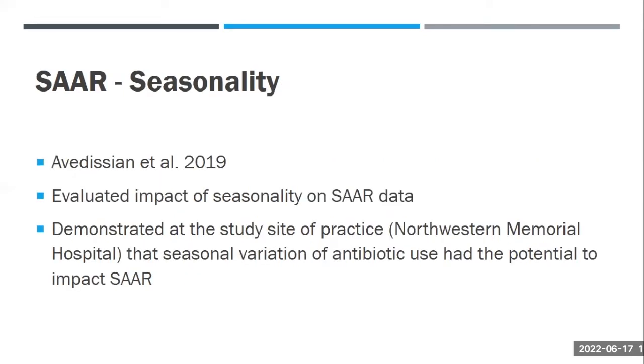And so Avdisian and colleagues in 2019 published an evaluation of the impact of seasonality on antimicrobial utilization data and SAAR data. It was interesting that at their specific study site, Northwestern Memorial Hospital, they were able to associate seasonal variations of antibiotic use having an impact on your SAAR. Specifically, the correlated use was of agents primarily used during a respiratory season. Azithromycin increase shot up substantially. There was some fluoroquinolone increase, and oseltamivir was another one that increased.